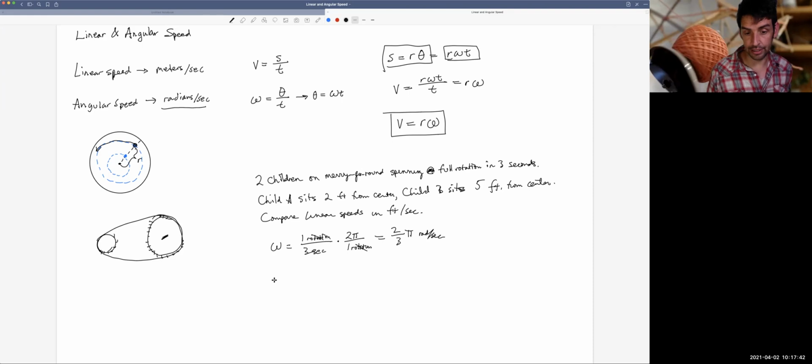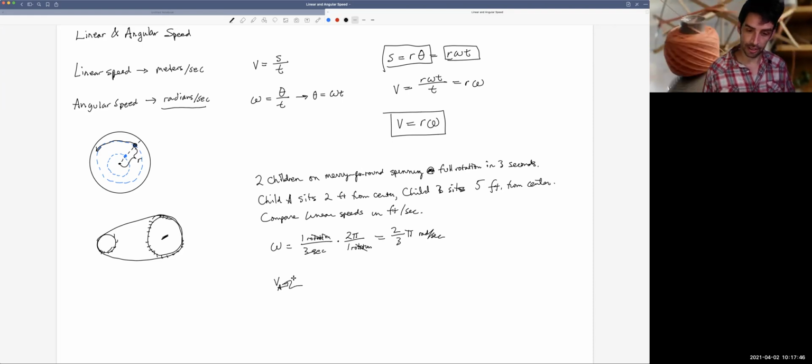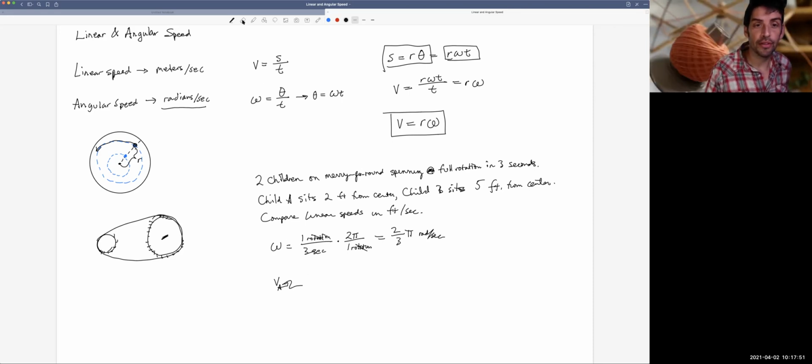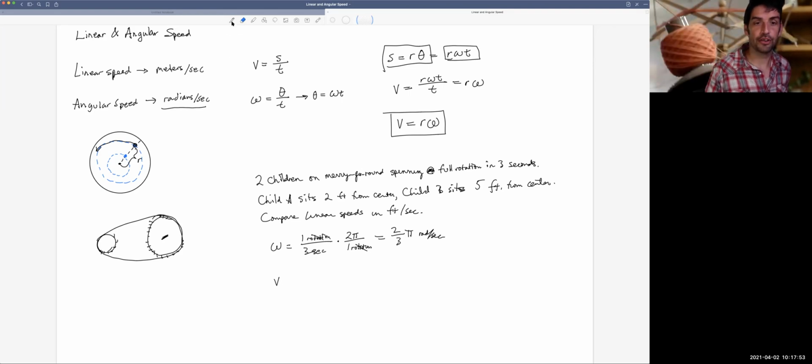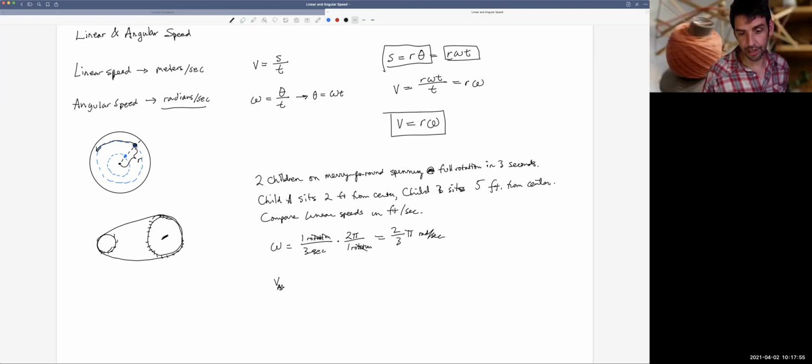So then the linear speed of these two children, child A, oh, it's doing it again. Maybe it's time to get a new pen. Sorry about that. It does a thing where it starts writing whether I'm touching the pad or not, if I'm within about an inch.